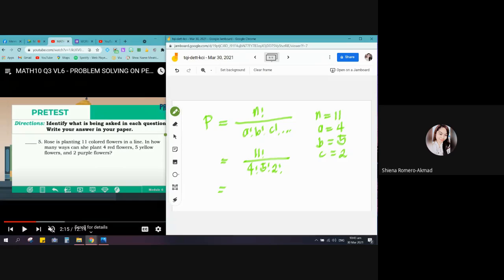Pwede natin ilagay dito 11 times 10, kaso ang haba. Gawin na lang natin, we get 11 factorial. What is 11 factorial? That's 39,916,800 divided by 24 times 120 times 2. Tapos divide natin yan.